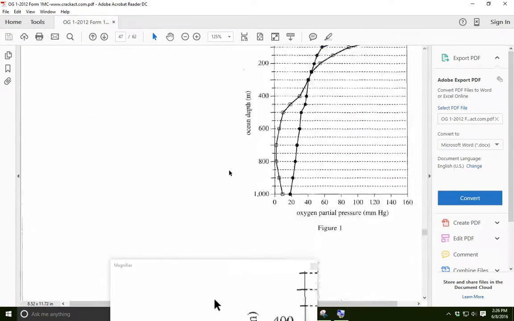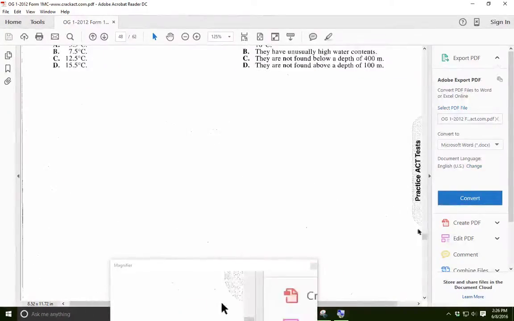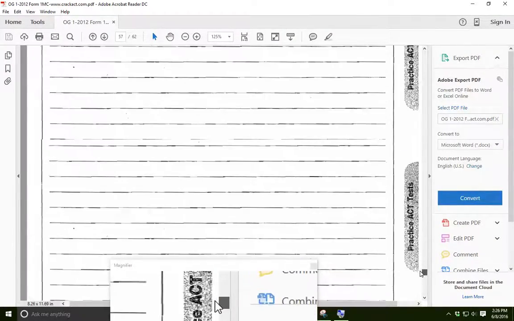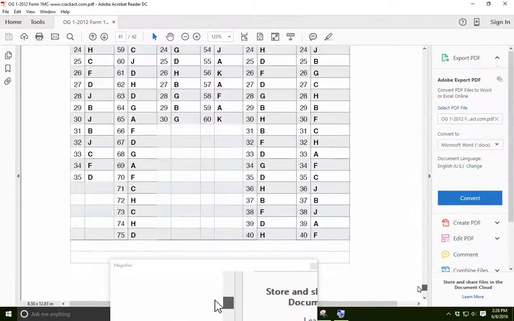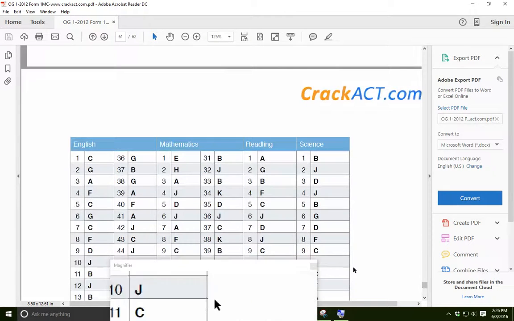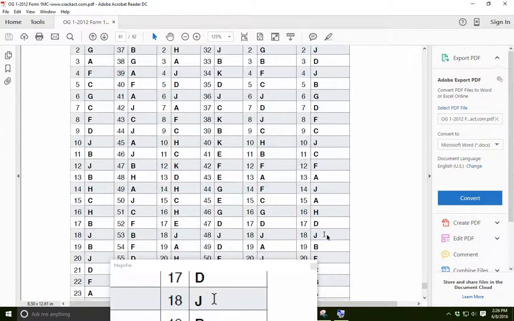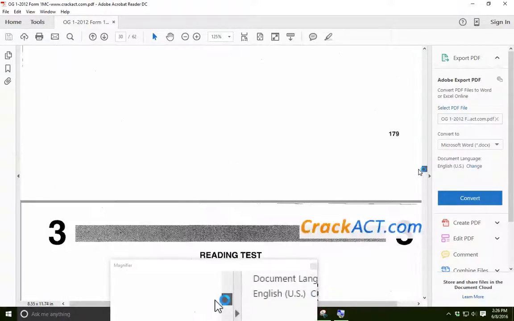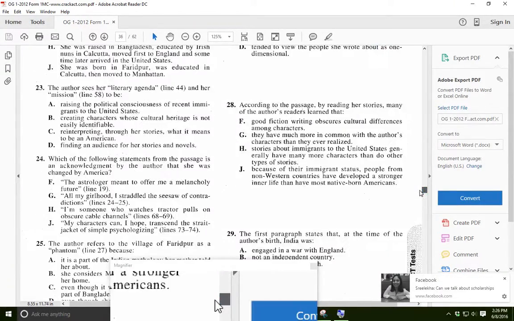Let's look at 18. It should be J. 18 is J. I was right. Okay, so the answer to 18 is J. The upper boundary is not included in the figure.